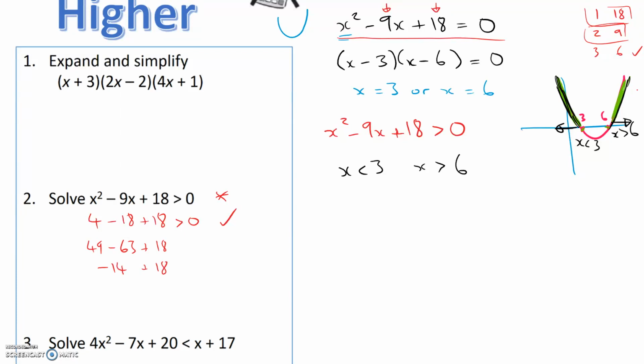Does it work? Is that greater than 0? Yeah, that's going to give me positive 4. That is greater than 0. Okay, so again, I think we're correct. x is less than 3 and x is greater than 6. They're our solutions.